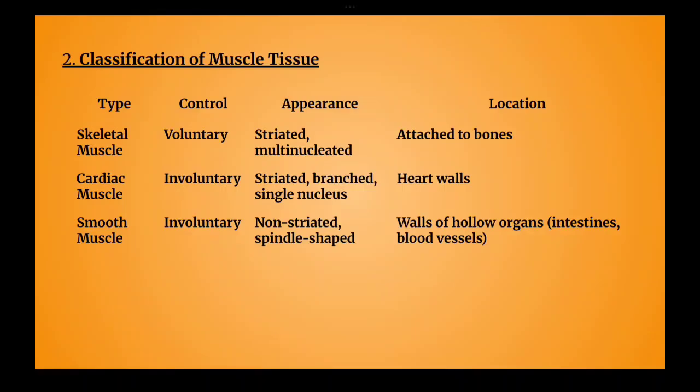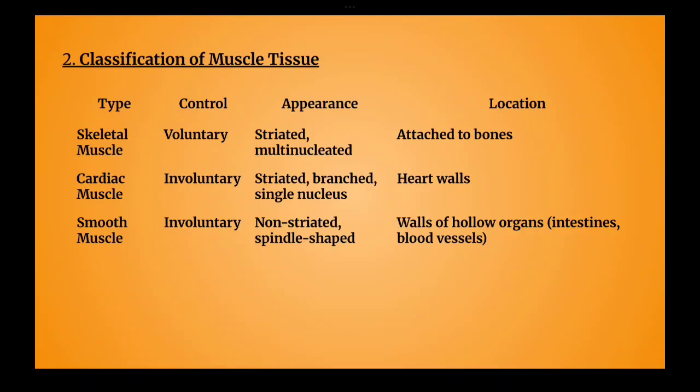So skeletal muscles, voluntary control is present. So you can control the muscle by your own wish. You are able to twitch your muscle with your own will or according to your wish. That is what is called voluntary. The second type, which is cardiac muscle, is involuntary.